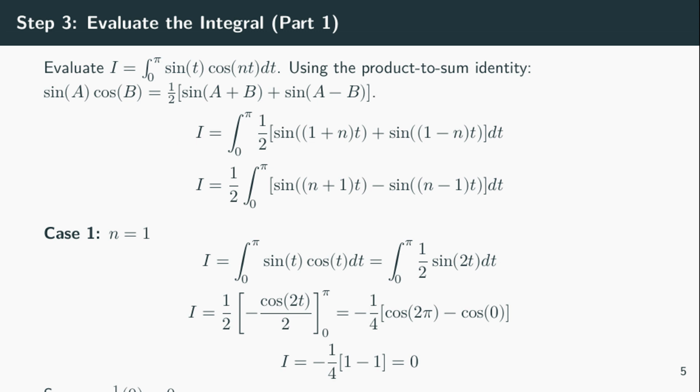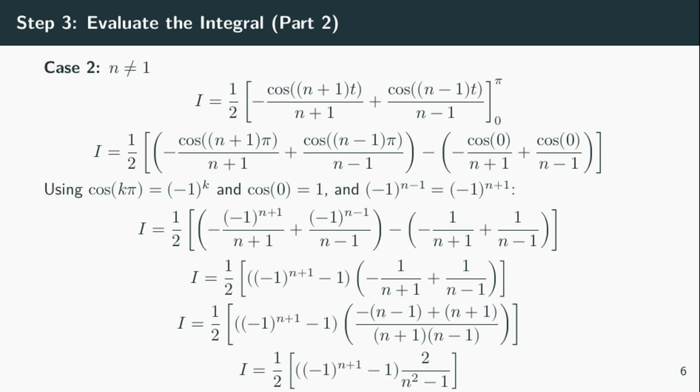So for n equals 1, the integral is 0. This means c1 equals 1 over pi times 0, which is 0. Case 2: n is not equal to 1.